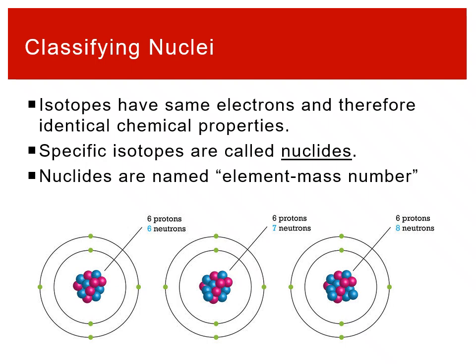So isotopes, the language of isotopes, when you say isotopes, you're talking about different versions. A specific version of an element or an atom is called a nuclide. So a nuclide is a particular version of a nucleus, right?